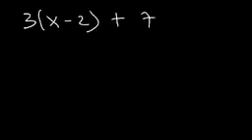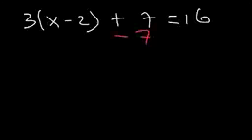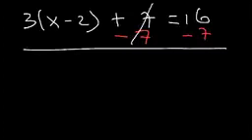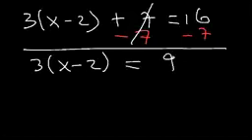Now, what do we need to do if we have a parentheses in the equation? Now, you have options. You can distribute the 3, or you can subtract both sides by 7. It really doesn't matter. But I'm going to subtract both sides by 7. So 3 times x minus 2 is equal to 9.